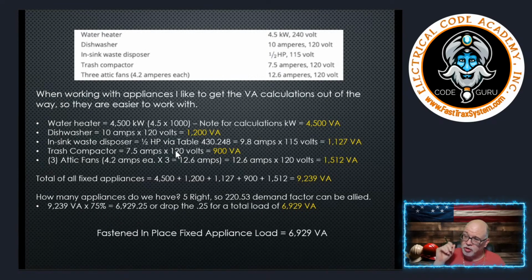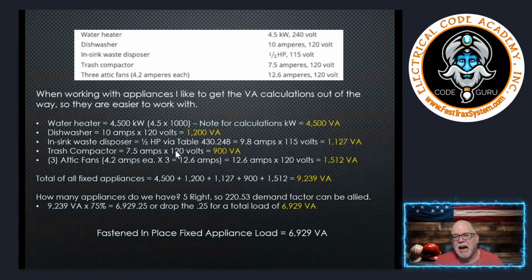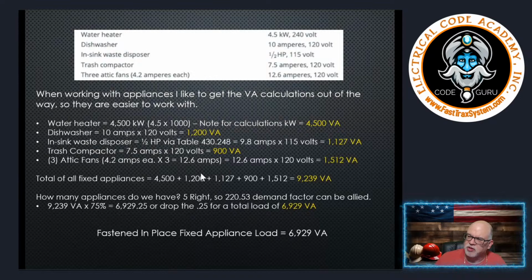Now, the first thing you'll notice is how many appliances do we have? Well, let's add it up first. Let's add all these numbers first before I get into that, because this is where you can sometimes get tricked on an exam. So I've got 1,500 plus 1,200 plus 1,127 plus 900 plus 1,512. And that is 9,239. So that's what we have right here.